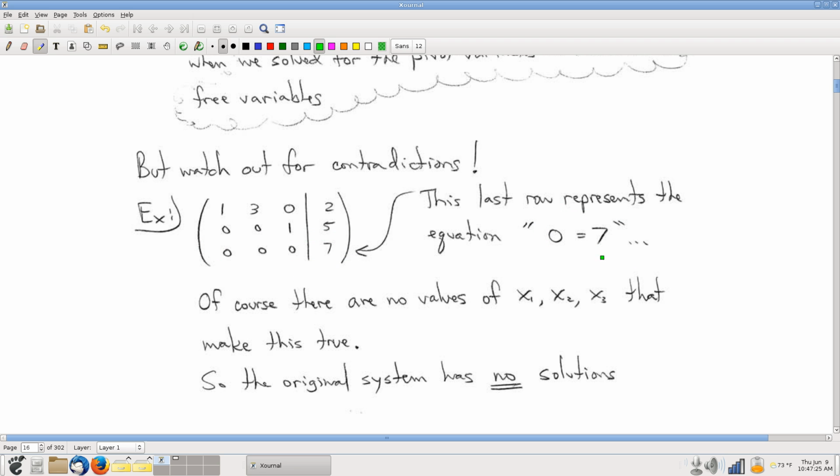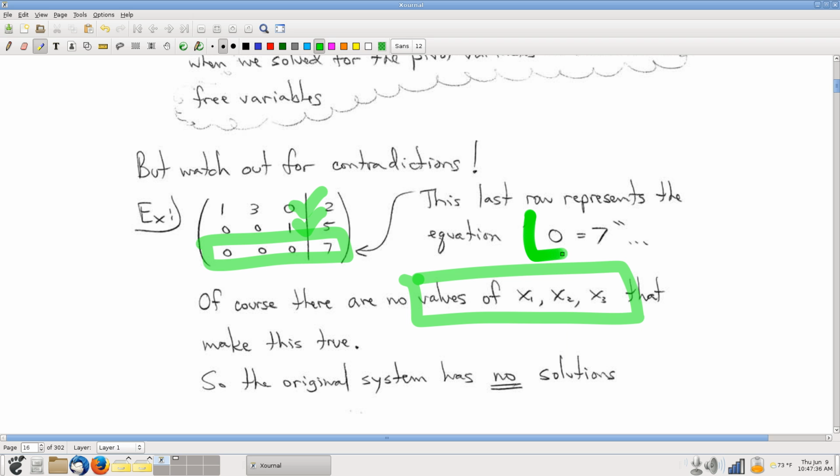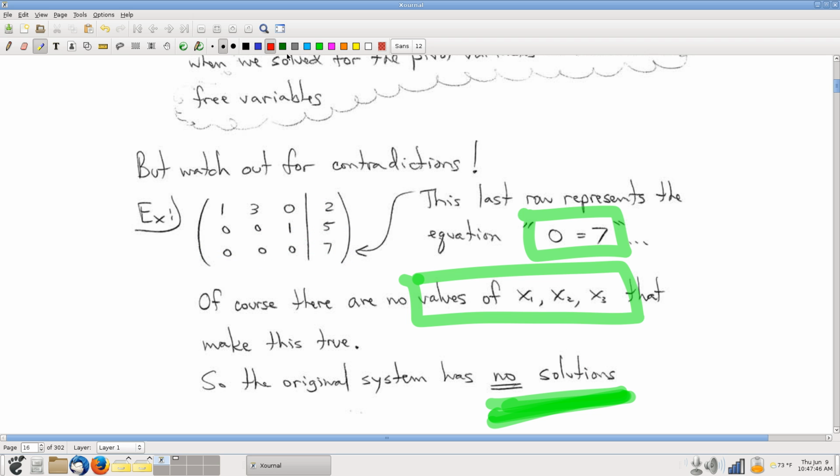If we're looking for values of x1, x2, and x3 that are going to satisfy that equation, and that are somehow going to cause 0 to equal 7, well, we're going to lose. There's no way to do that, right? There is no way to make this equation satisfied. This equation is always wrong. Right, so there are no solutions to this system of equations.